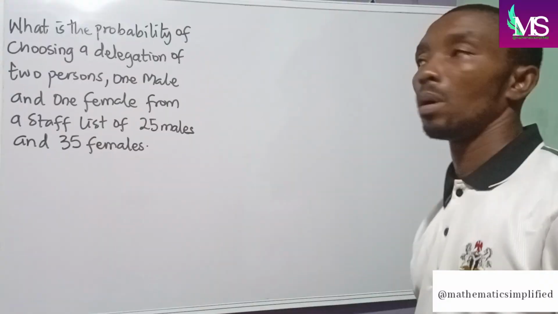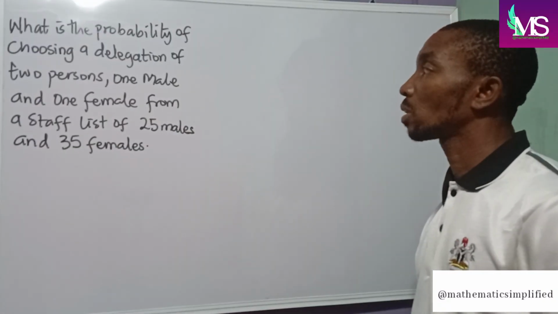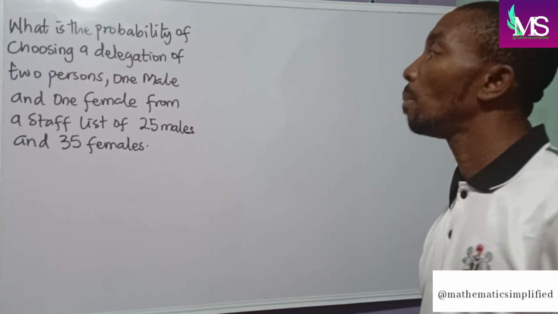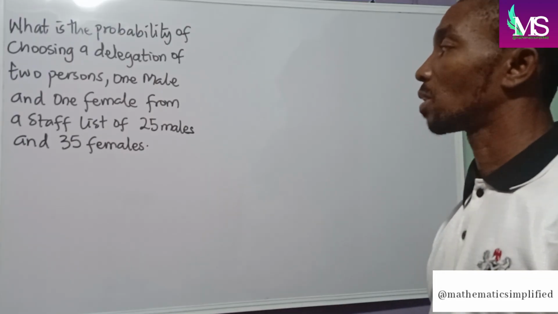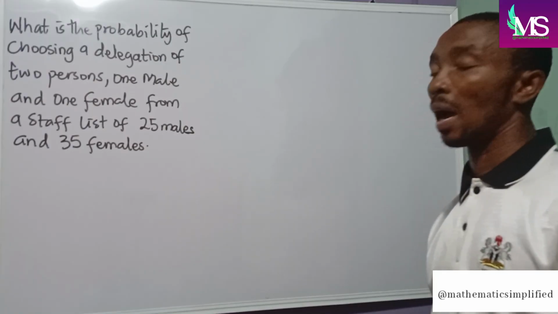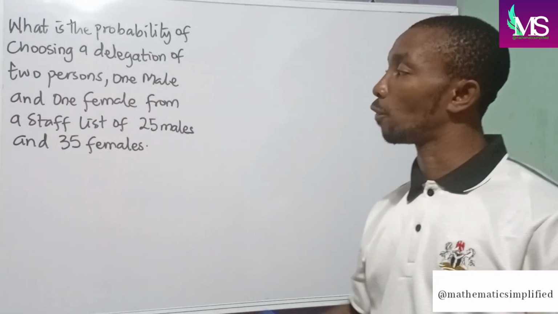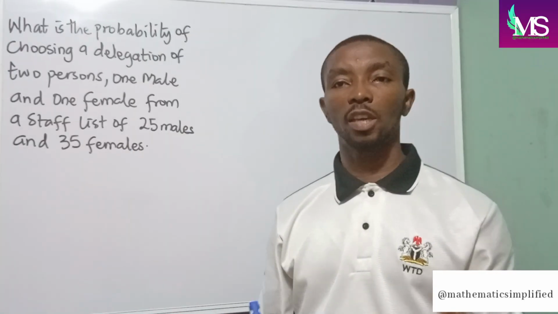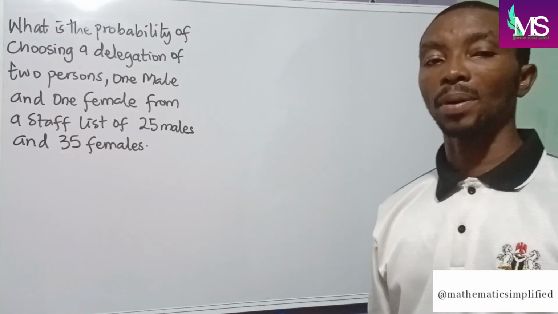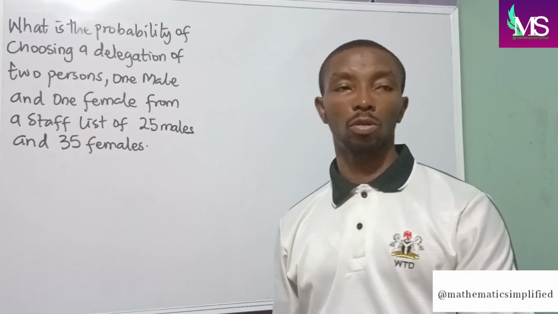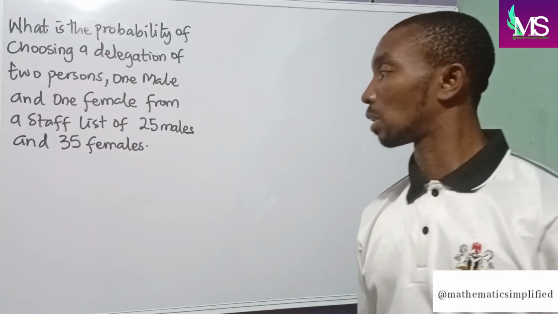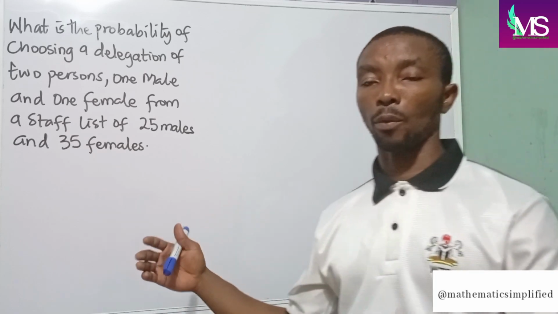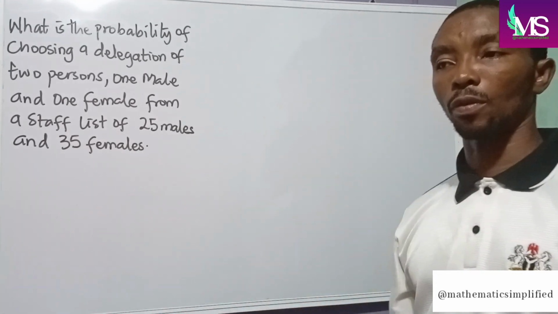Our first question says, what is the probability of choosing a delegation of 2 persons, 1 male and 1 female, from a staff list of 25 males and 35 females? If we look at this question critically, since we are choosing a delegation of 2 people, when one person is selected, he can't be put back into the list for another selection. So we are dealing with a dependent event here, where event A affects the occurrence of event B.